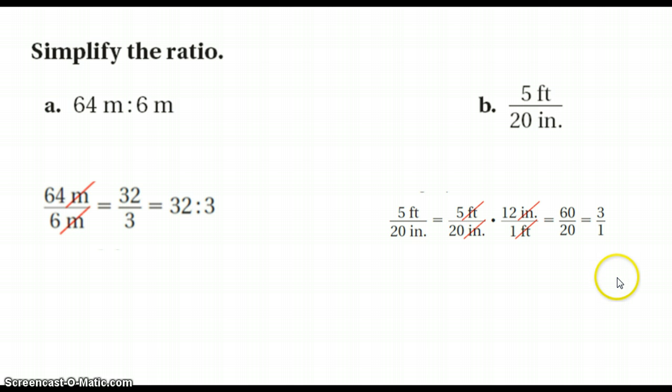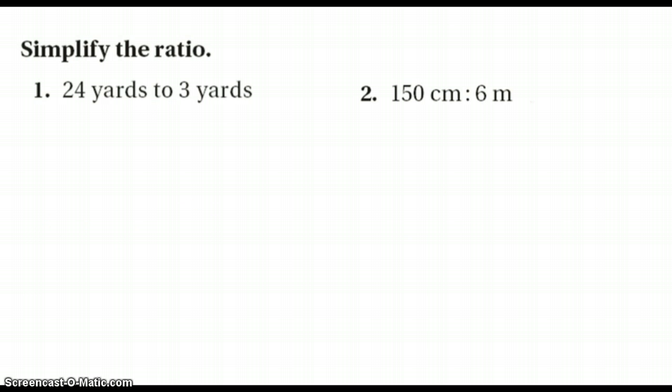And then 60 over 20 is 3 over 1. You need the 1 because a ratio is comparing something. So for every 3 boys, there's 1 girl in the class, or vice versa. So you always have to include the 1 in a ratio. Take a second, pause the video, try these two.